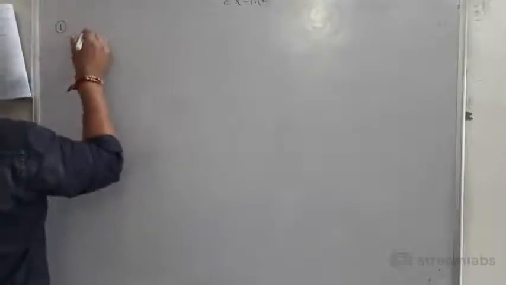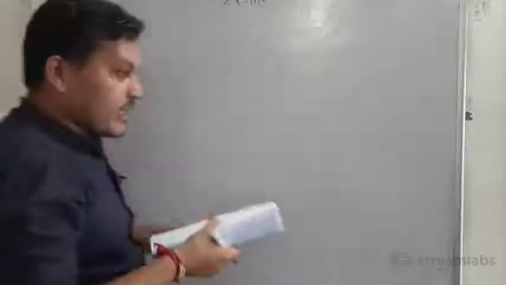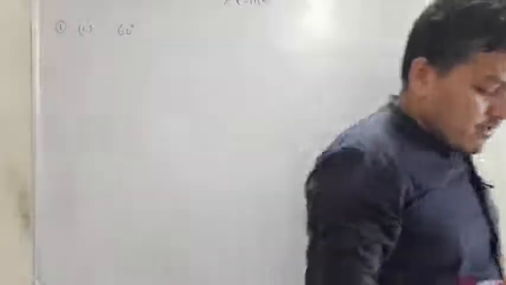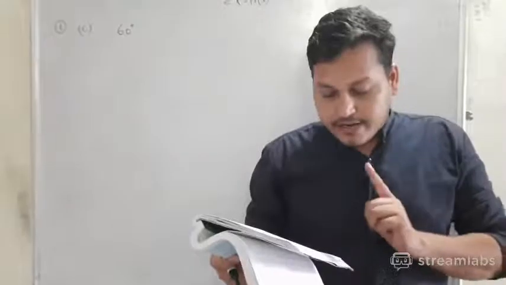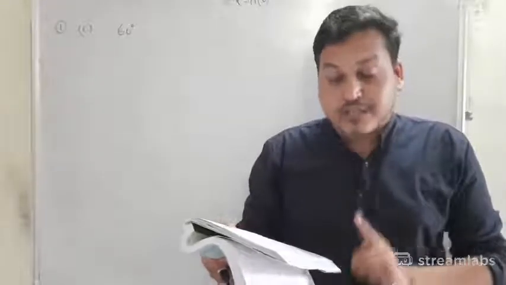I am taking any one part. Question number 1 C. The angle is 60 degrees. Now read the question carefully. Look at it in your book. Find the slope of the line whose inclination to the positive direction of the x-axis is given.